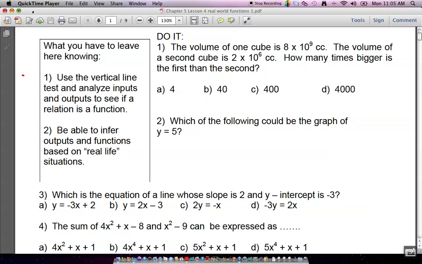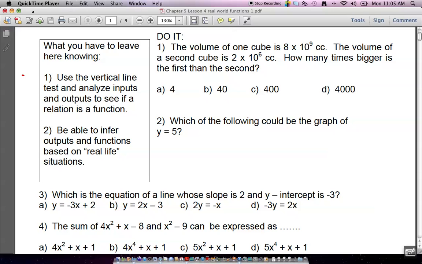But if you end up taking the state test, you have to be prepared for scientific notation questions. They ask tons of these questions. So the volume of one cube is 8 times 10 to the 9th, and the volume of a second cube is 2 times 10 to the 6th. How many times bigger is the first than the second? Well, here's the thing. I suggest that you do the question without scientific notation first, see how to do it, and then go back and do it with scientific notation.